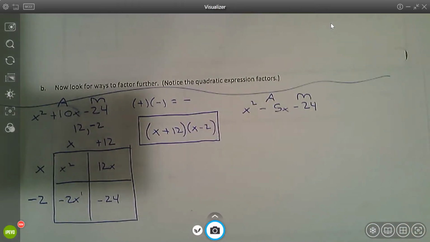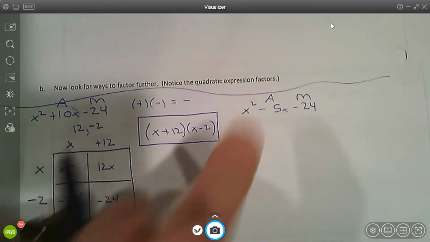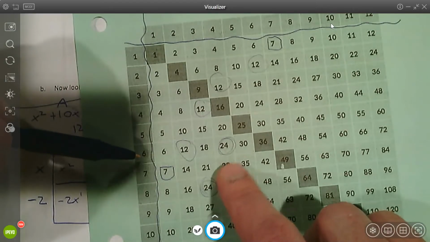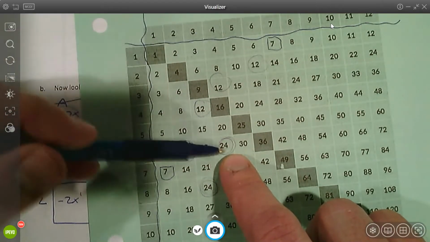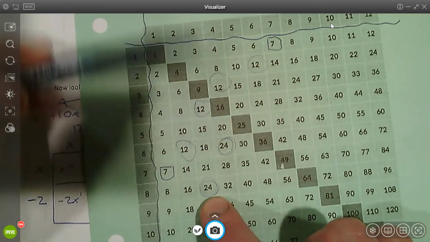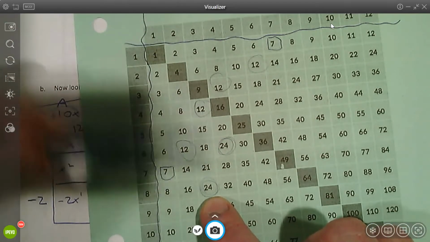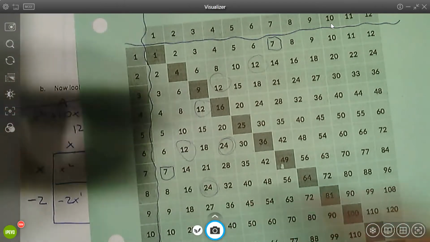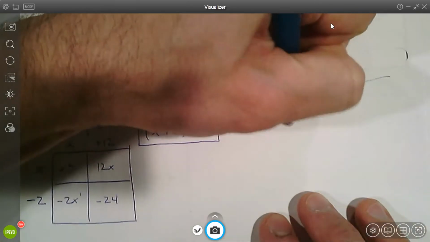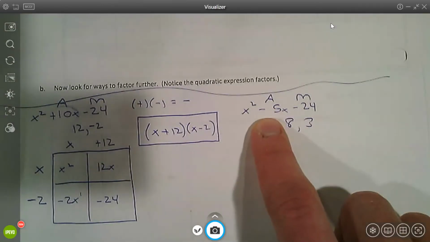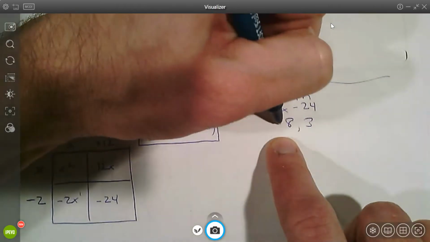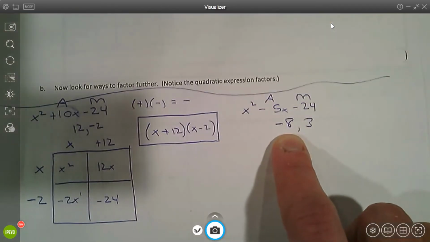I'm going to focus on numbers that are 5 apart or subtract to give me 5. So when I'm looking at the factors of 24, 6 and 4, those subtract to give me 2. 8 and 3, they're 5 apart, so they subtract to give me 5. So those are going to be my magic numbers, 8 and 3. The difference here is I need them to add up to this negative. So the negative needs to go with the larger of the two numbers.